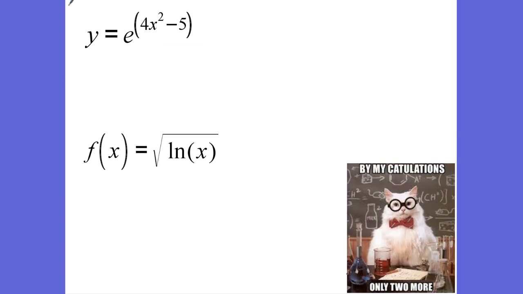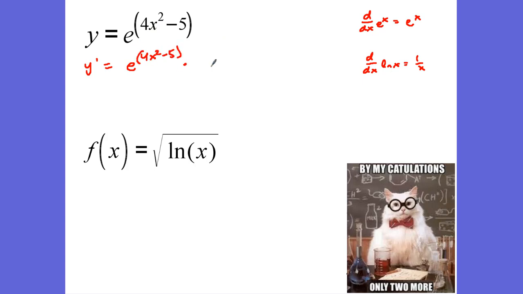Let me show you 2 more examples. Because I know you all want to see, what does this look like with an e, and what does this look like with a natural log? Now remember, the derivative of e to the x is e to the x. And remember, the derivative of natural log of x is 1 over x. Okay? So when I take the derivative of e to this value right here, the derivative of e to anything is e to that same thing. So we have e to the 4x squared minus 5.